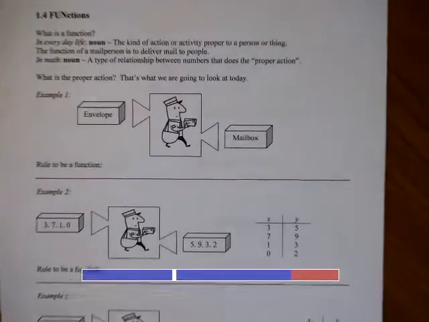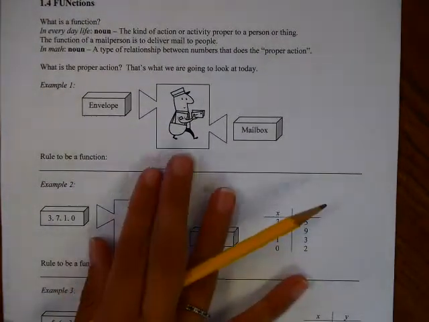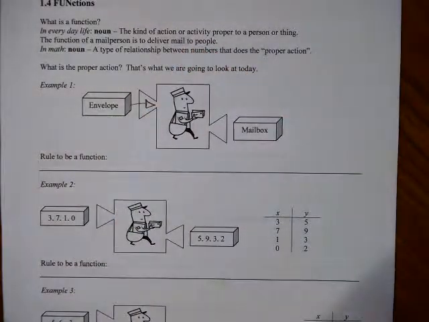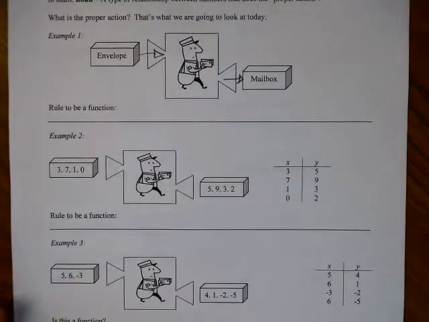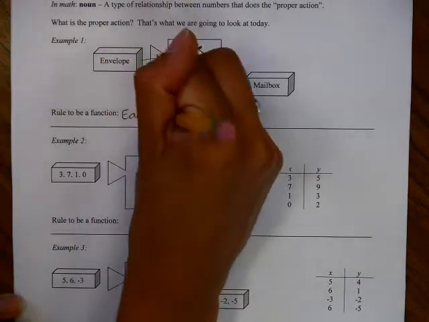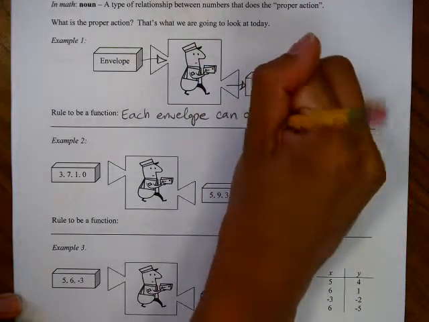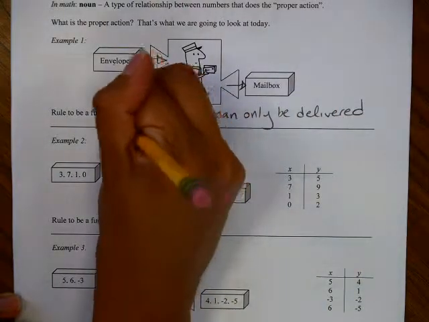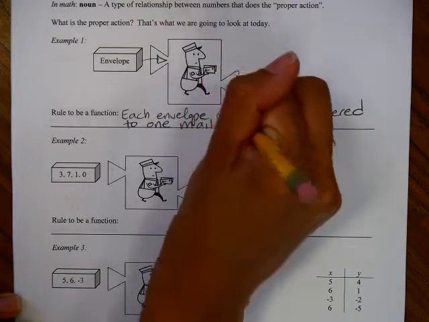Let's go into our notes. Okay, so here's our mailman, and he is getting his envelopes. They are going into our little function machine. They are going out, and he's delivering them to mailboxes. So the rule to be a function is that each envelope can only be delivered to one mailbox.